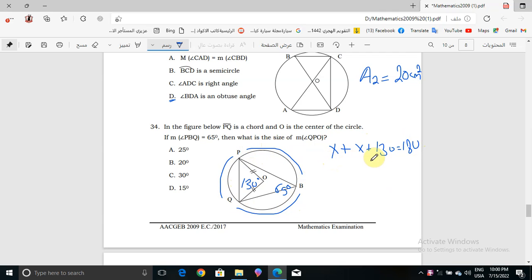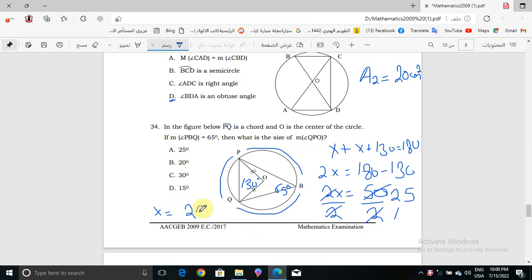So that means x plus 130 is equal to 180. Then 2x is equal to 180 minus 130. Then we will find 2x is equal to 50. Then divide both sides by 2, that means here by 1 and here by 25. So x is equal to 25 degrees. For question number 34, the answer is choice A, which is 25 degrees.